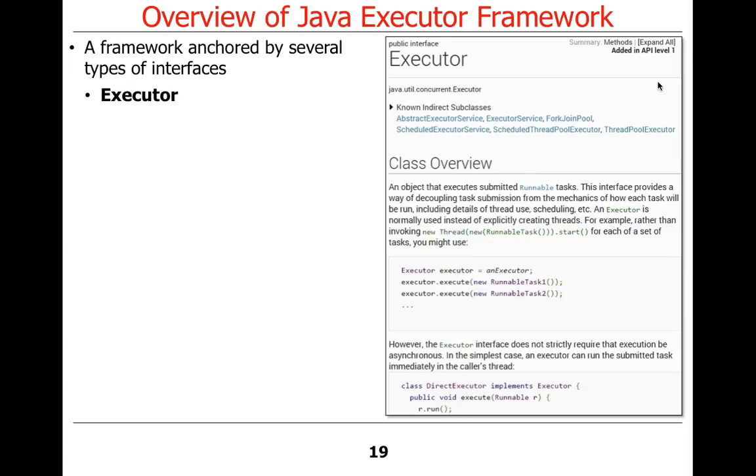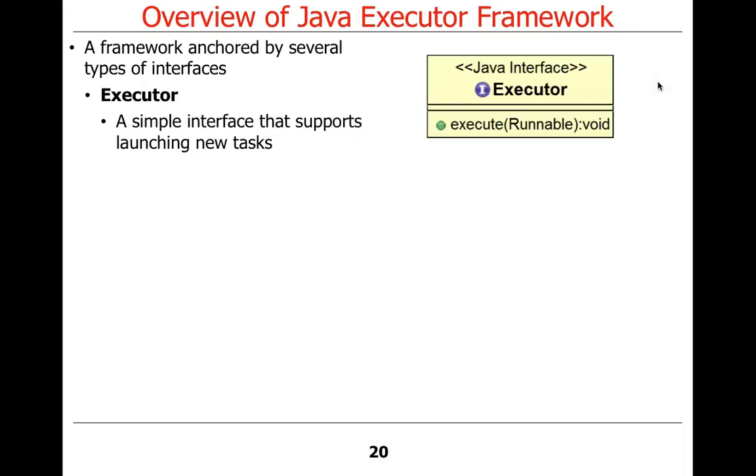Some of this stuff is going to be really simple. Other parts of this discussion are much more interesting. And you really don't get the true beauty of this stuff until you look at the source code, and we'll do a little bit of that as we go along. So here's an executor, and it's very simple. It basically gives you a way to launch new tasks one at a time.